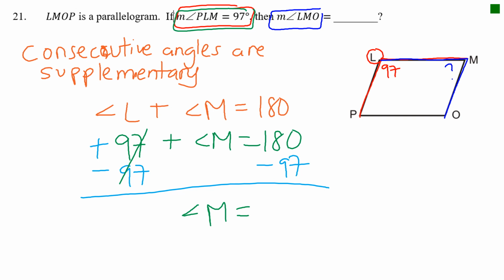0 minus 7 is impossible. Take one from the neighbor. 8 becomes 7. The 0 becomes a 10. 10 minus 7 gives us 3. We can't do 7 minus 9, so again, we have to take from the neighbor. 1 becomes 0. The 7 becomes 17. And 17 minus 9 will give us 8. So angle M, also known as angle LMO, is going to be 83 degrees. Final answer.